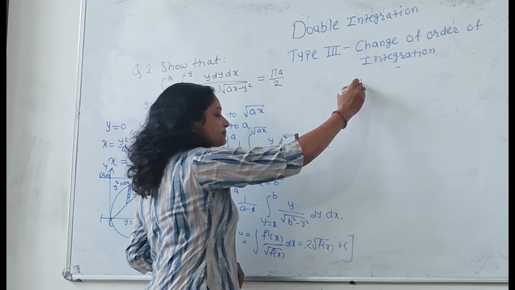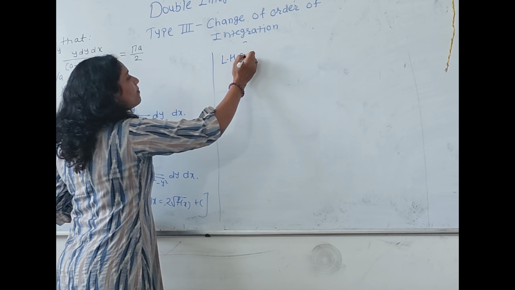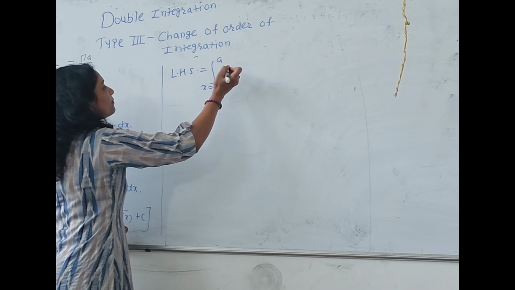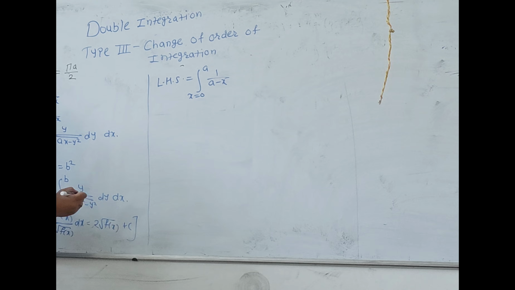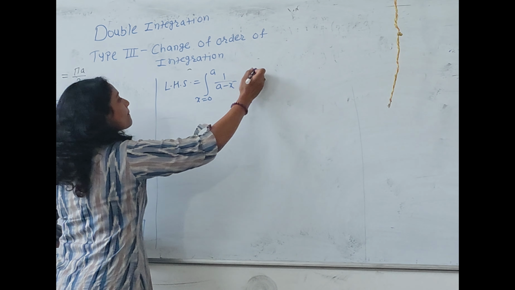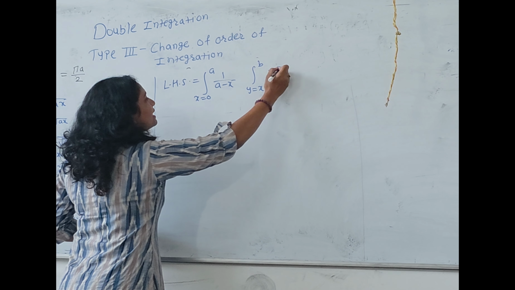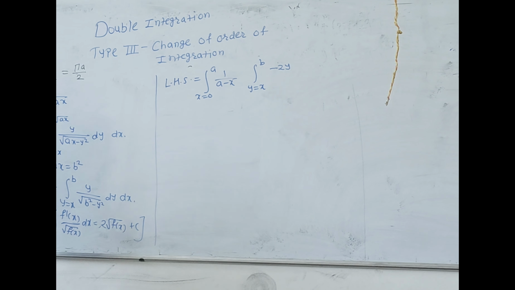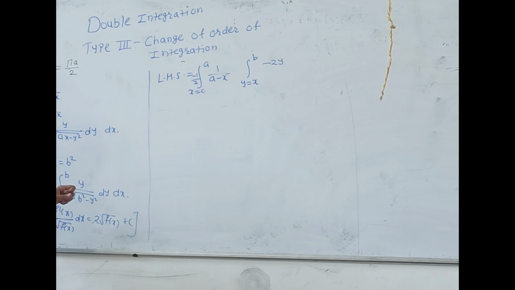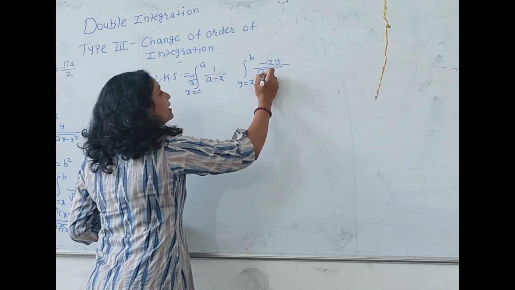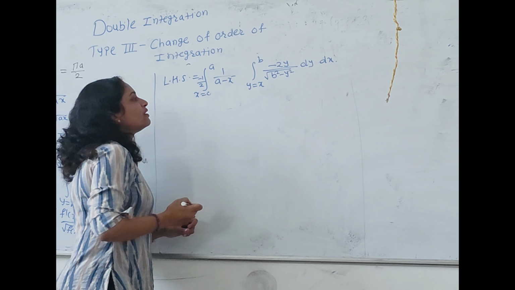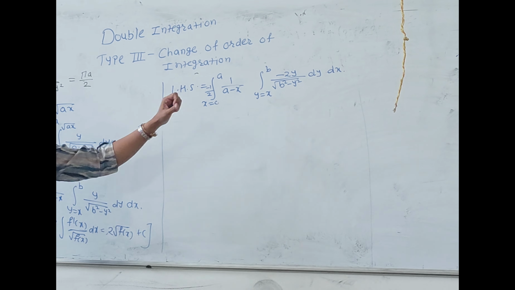So your integral will become integration x equals 0 to a, 1 upon a minus x as it is. Then y equals x to b, minus 2y. I have multiplied here by minus 2, so I will divide somewhere here by minus 2. Then root of b square minus y square dy and then dx.